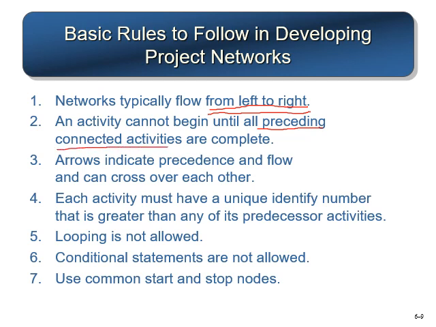Arrows indicate precedence, and flows can cross over each other. So there can be activities which are linked with, say, activity A and D are linked, whereas activity C and B are linked. So there can be different combinations of those. Each activity must have a unique identification number that is greater than any of its predecessor activities.